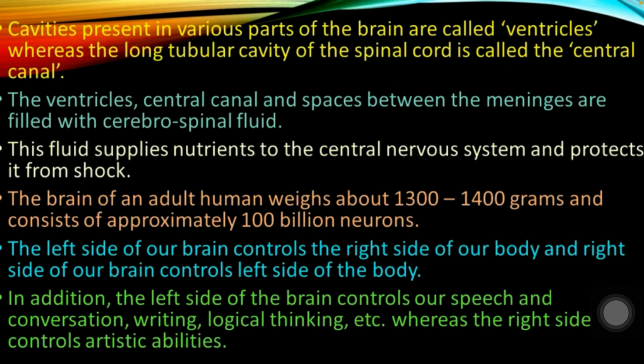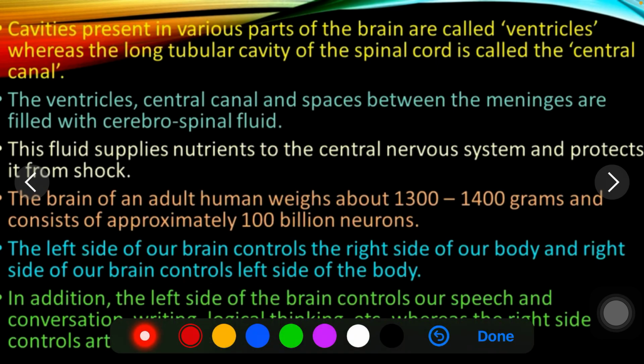Now student, cavities present in various parts of the brain are called ventricles. कैविटीज़ मतलब होल. कहाँ पर? ब्रेन के अंदर जो छोटे छोटे होल्स हैं उसे क्या बोला जाता है? वेंट्रिकल्स. और स्पाइनल कॉर्ड में लॉन्ग ट्यूबुलर कैविटी है. ट्यूबुलर शेप में लॉन्ग कैविटी is called central canal. The ventricles, central canal and spaces between the meninges. Ventricle, central canal and space between the meninges are filled with cerebrospinal fluid.